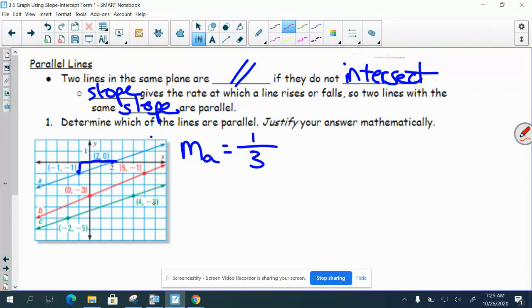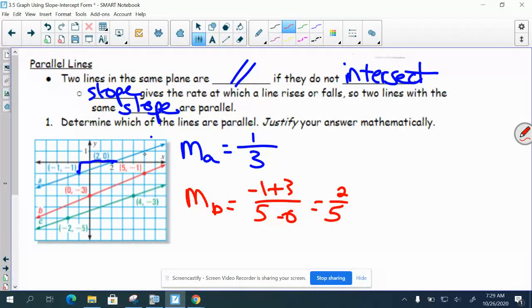Okay, let's find the slope of line B using the actual formula for slope. You can do it by doing rise over run, but I'm just going to show with the formula. So it'd be -1 minus -3, so -1 plus 3, over 5 minus 0. So this would be 2/5.